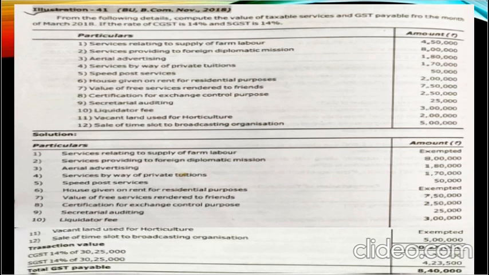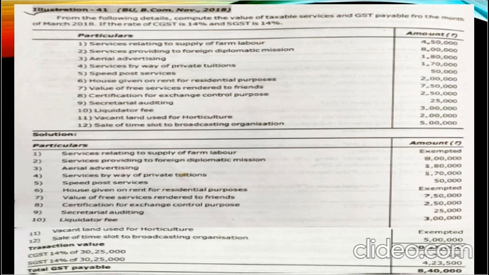So we are supposed to compute the value of taxable services and GST payable for the month of March 2018. So the first item is services relating to supply of farm labor, which is 4,50,000. Anything related to agriculture, whether it is a service or cultivation, will not be taxable. So it is totally exempted when finding the transaction value. Services relating to supply of farm labor are related to agriculture, so they are exempted.